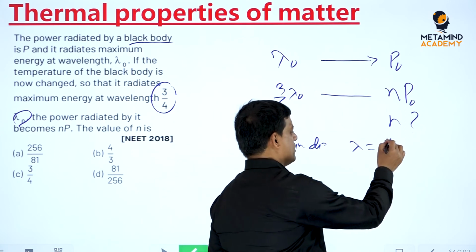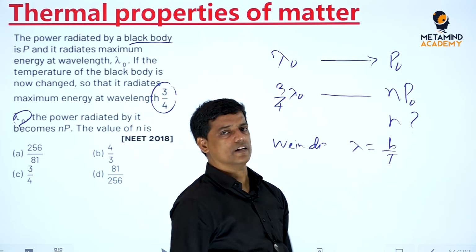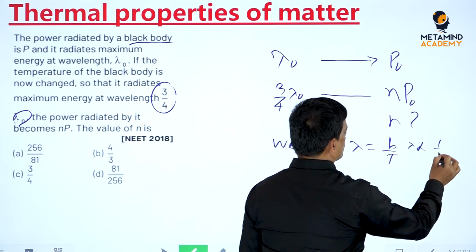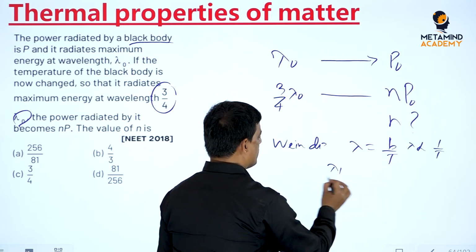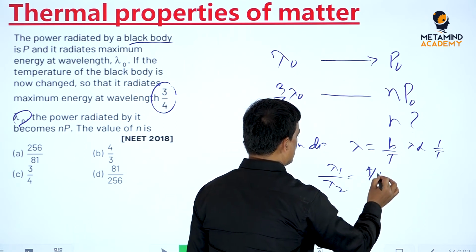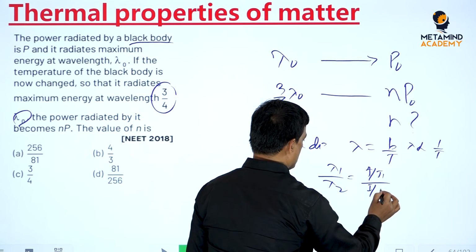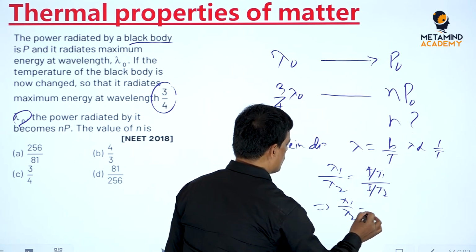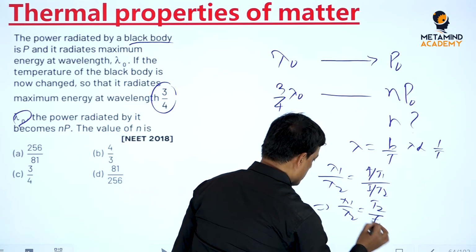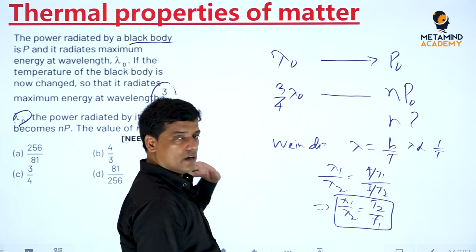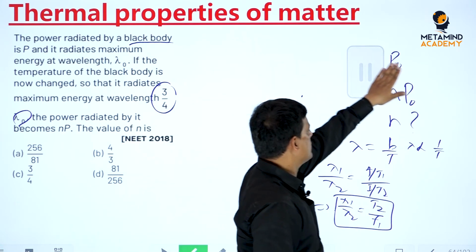Okay. Proportional, or you can say B by T, some constant. So you can say lambda is proportional to 1 by T, or you can say lambda 1 by lambda 2 is (1 by T1) by (1 by T2). This implies lambda 1 by lambda 2 is T2 by T1, right? That you can say. Okay, this is what your Wien displacement law is talking.